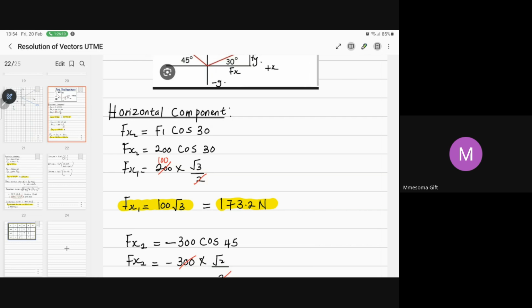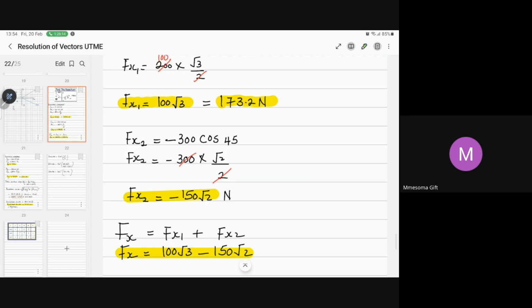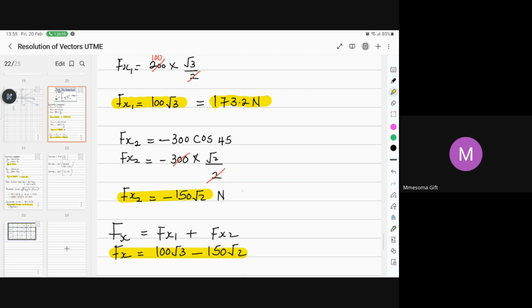All right. So now we'll have F1. Do for me minus 150 root 2. What is the value? Minus 150 root 2. Give me the value for that one too. Minus 212.1. 212.1 Newton, right? Good. So we'll have this value here. Others, are you following? Give me a thumbs up if you are following. Let's get the answer instead of leaving all those square roots.